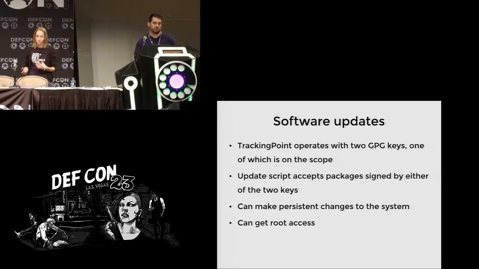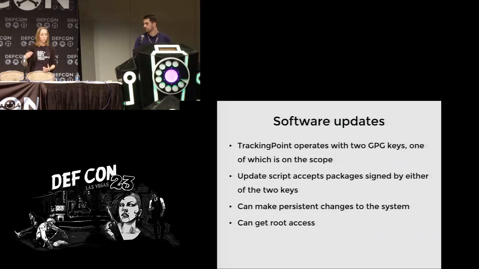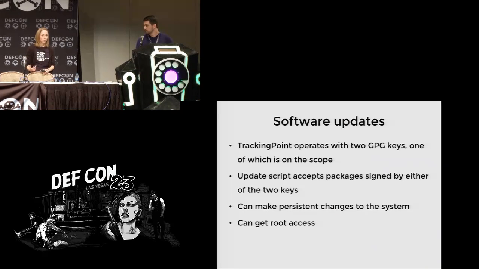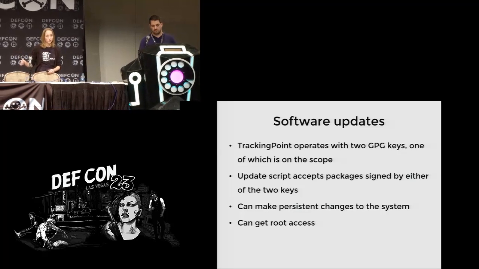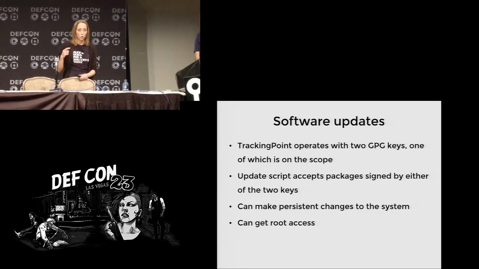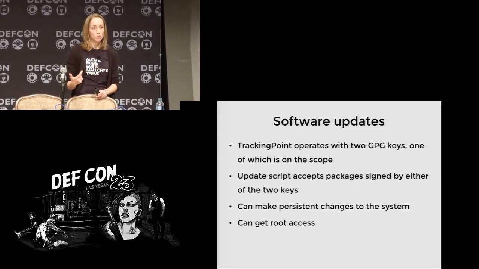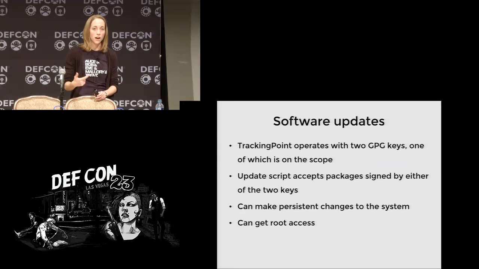So we got the system back in. We got the demo that was at the top of our list, where we wanted to make the shooter miss the shot, but we also wanted to get root access on the Linux system. So we found a way to do that by using the software update functionality. Once we got access to the file system and had a look at the update script, we found that TrackingPoint operates with two GPG keys, one that it holds at HQ, I guess, and one key that is on the scope. And the update script will verify the signature of the package, but it will not check which of the two keys actually signed it.